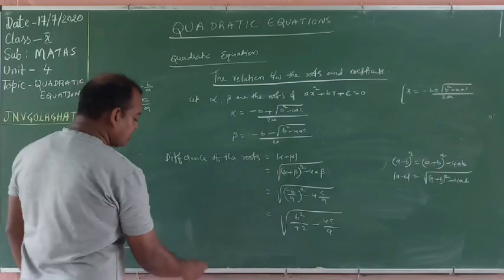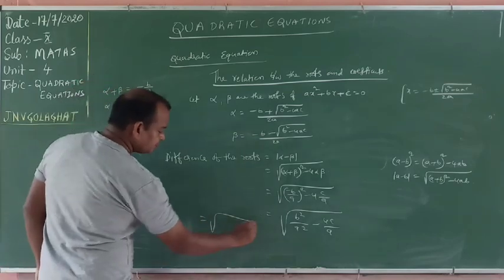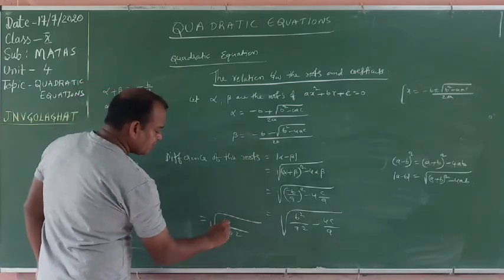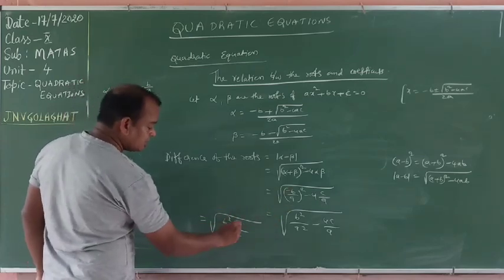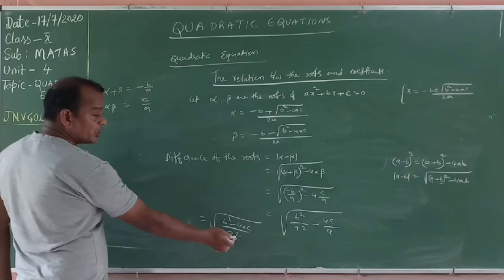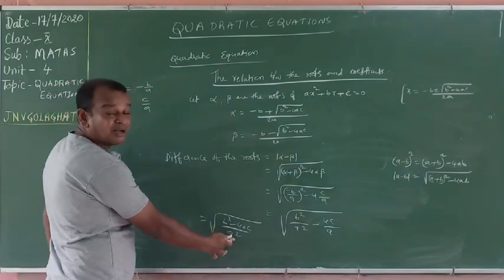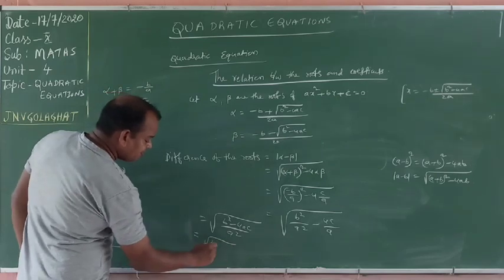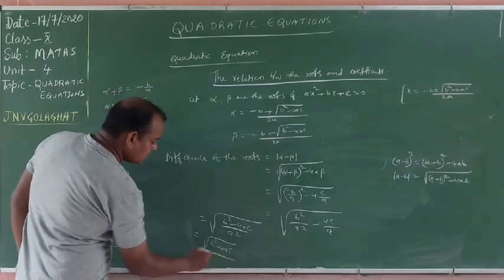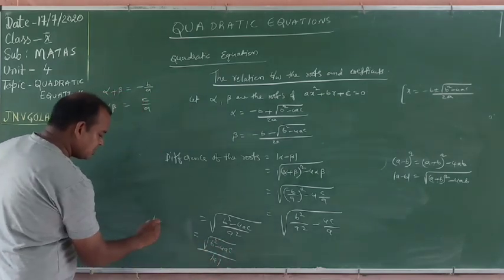Now take the LCM, a square. b square minus, a square is there how many times? a times, a into 4c, 4ac. Now root a square means nothing but the modulus of a. Not negative, only positive. That equals root over b square minus 4ac by mod a. This is the difference of the roots.